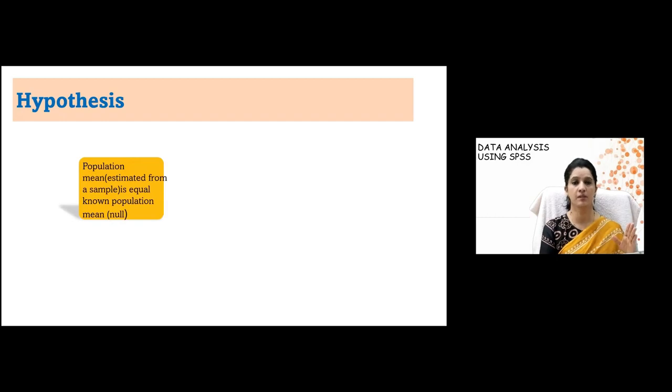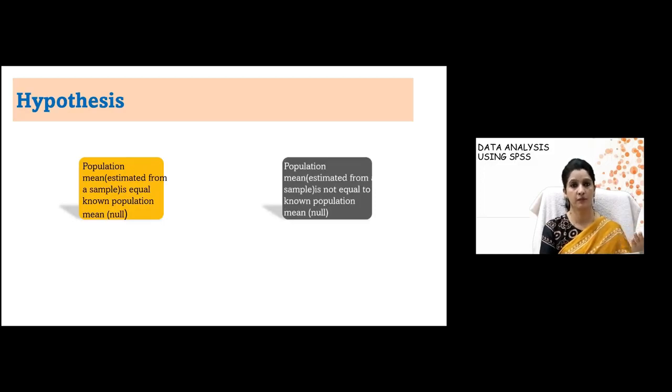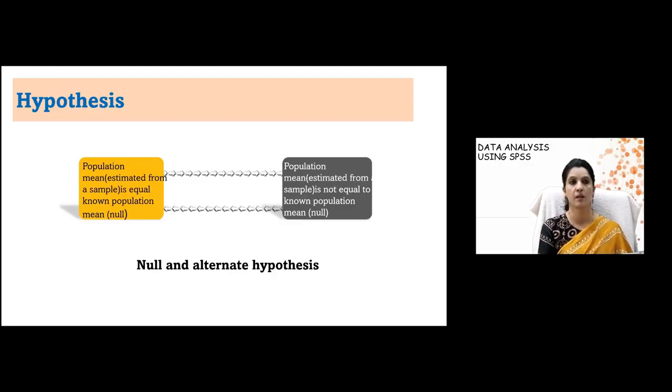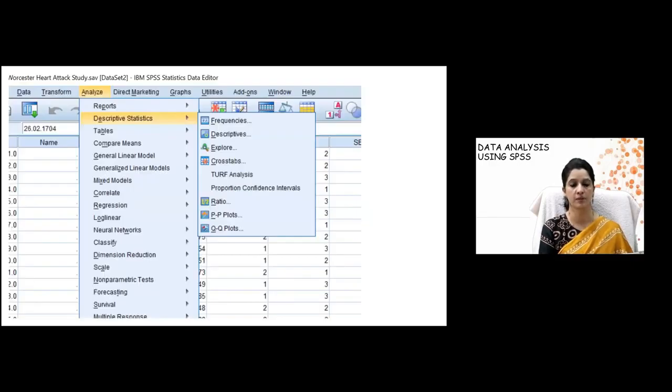So this we discussed. Now coming to the null and alternate hypothesis. The null hypothesis in the case of a one sample t-test is that the population mean which we have estimated from the sample mean is equal to the known population mean. The alternate hypothesis is that the mean calculated from the sample is not equal to the population mean. I'm sorry, by mistake it was written as null; this is the alternate hypothesis. So this is the null and alternate hypothesis. Now coming to how we do this, I'll show you.